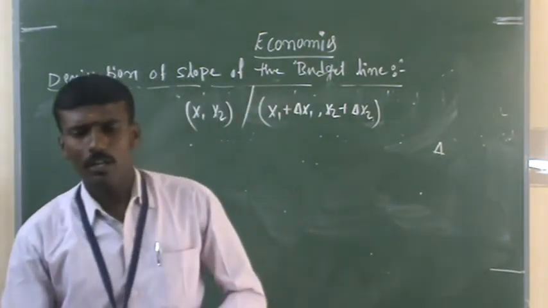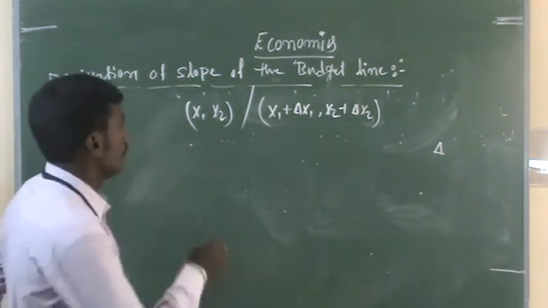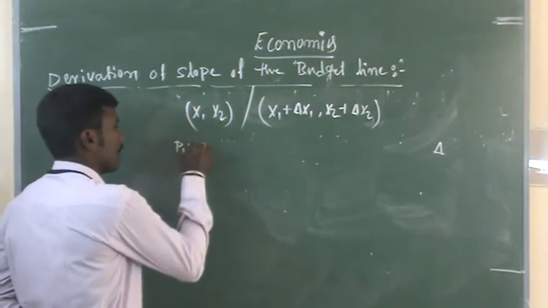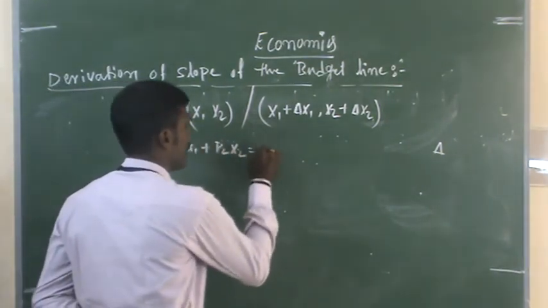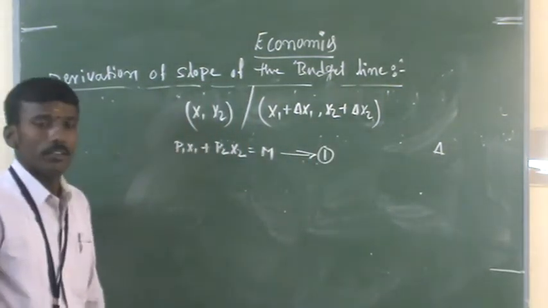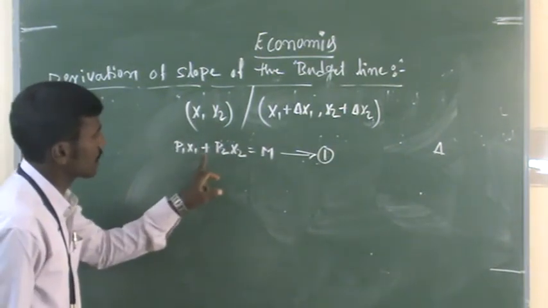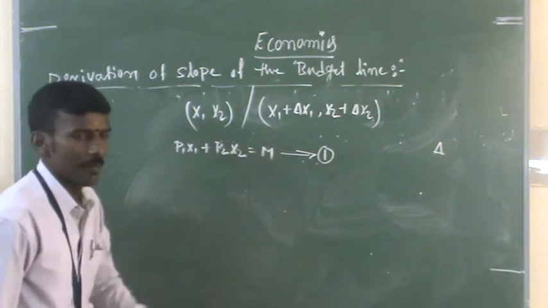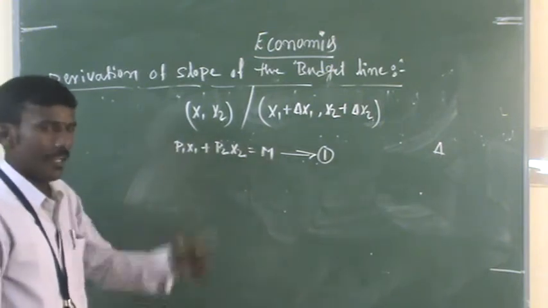So now they know the equation of the budget line. How do you know that? P1 X1 plus P2 X2 equals M. So this is the equation number 1, the budget line equation, P1 X1 plus P2 X2 equals M. This we already derived and studied in the last hour or last classes.